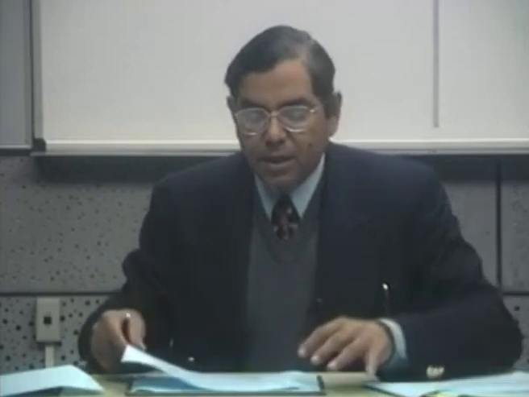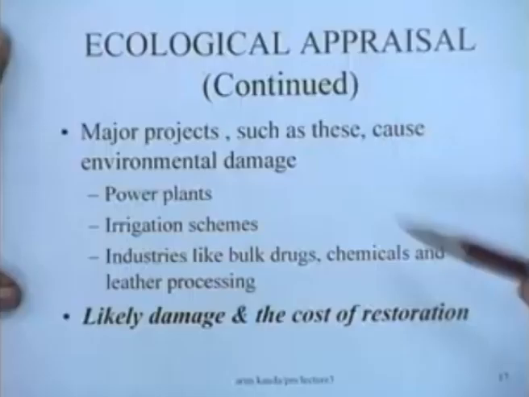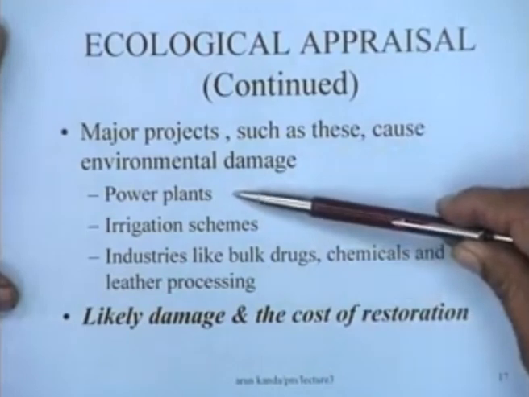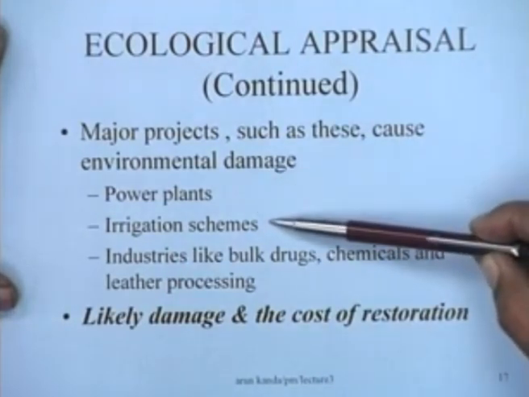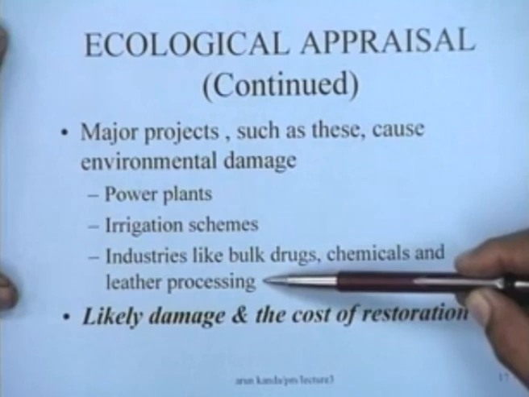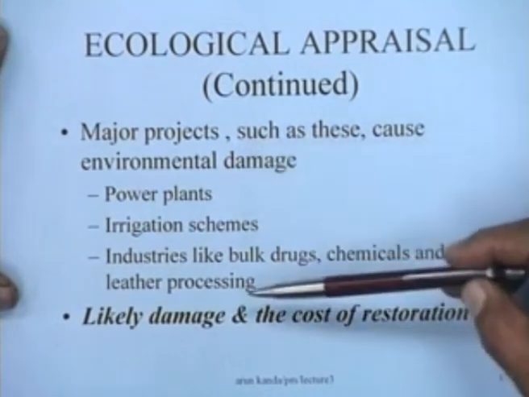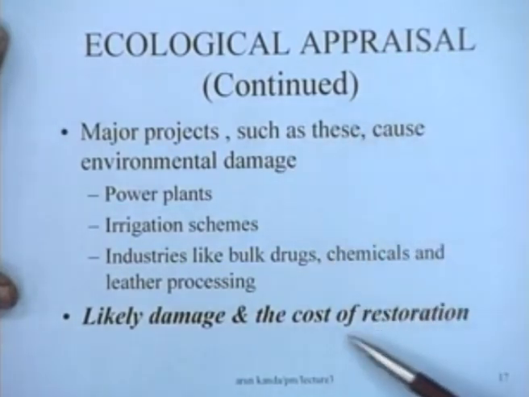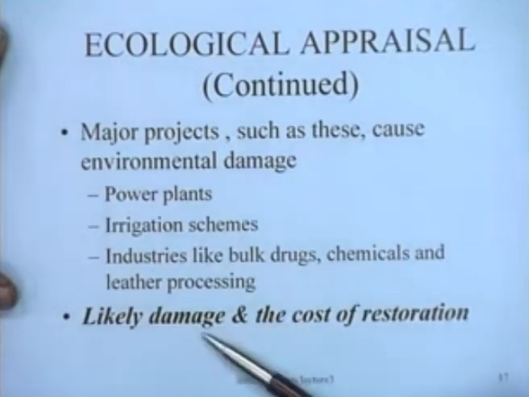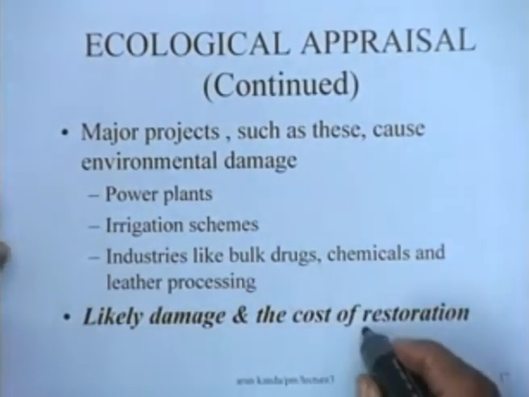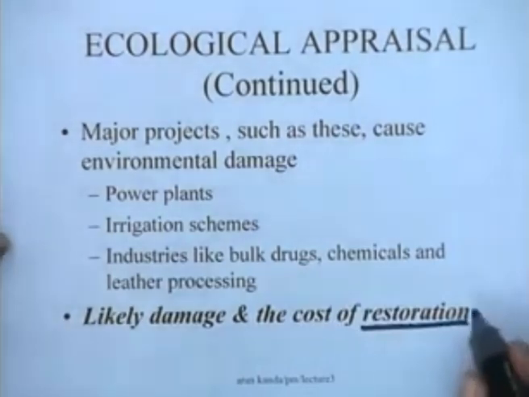Then we can look at other issues in ecological appraisal. For instance, major projects such as the following can cause environmental damage, right? Large power plants, major irrigation schemes, industries like bulk drugs, chemicals, leather processing. So whenever these and other projects are potentially causing harm to the society, the important thing for us to do when assessing these projects is the likely damage that is to be done, and also the cost of restoration. I think this is very important. This is the key issue really, that are we taking an adequate amount of steps to restore the quality of life.